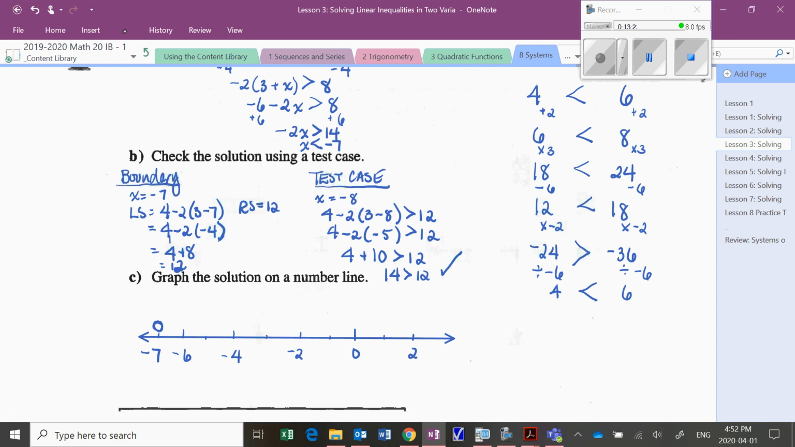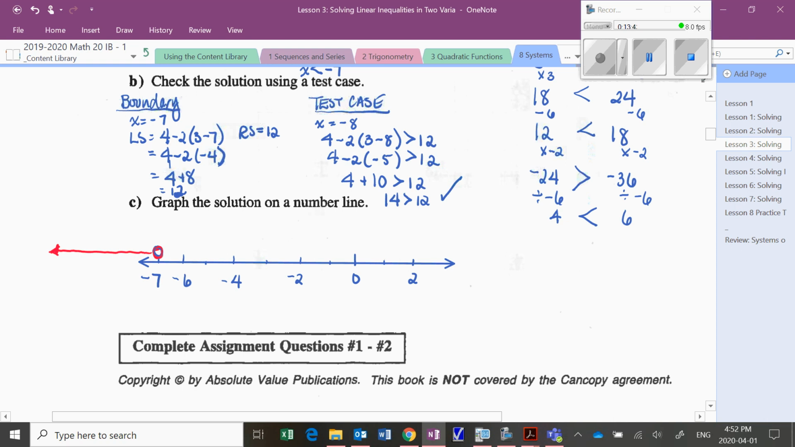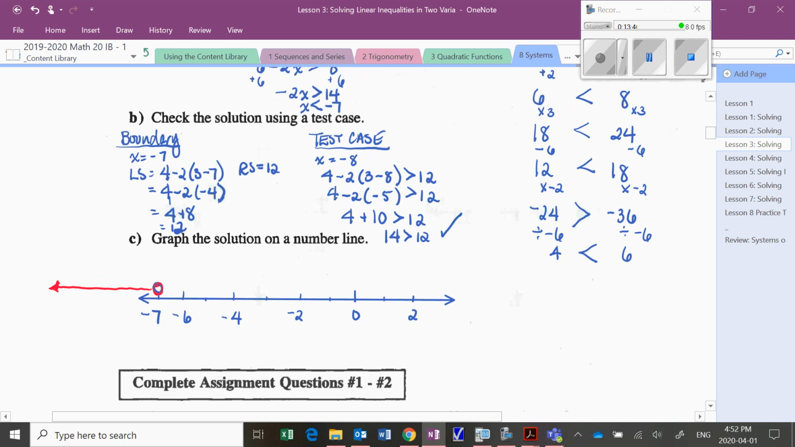So here, let's just change the color. So our boundary point again is on -7. It's up to but not including, which is why it's an open circle. And it is anything less than -7, so that means that it is off to the left side then. And that's what our solution looks like on a number line. Okay, if it is less than or equal to, then we would use a closed circle, meaning that I would color in the dot then.